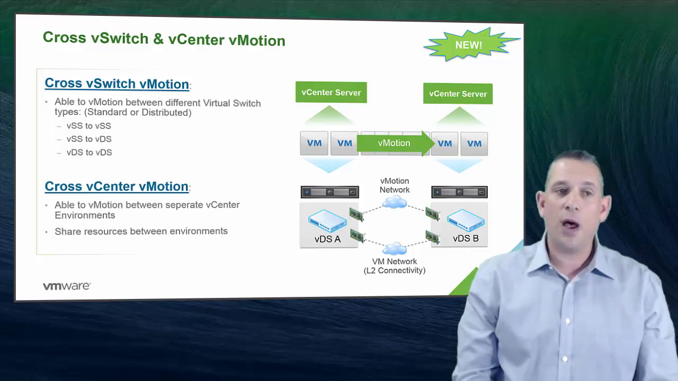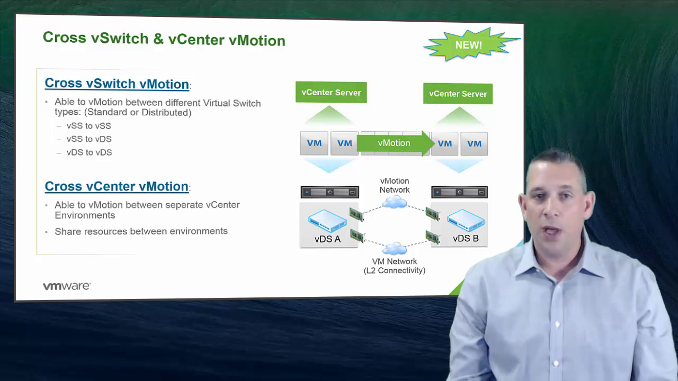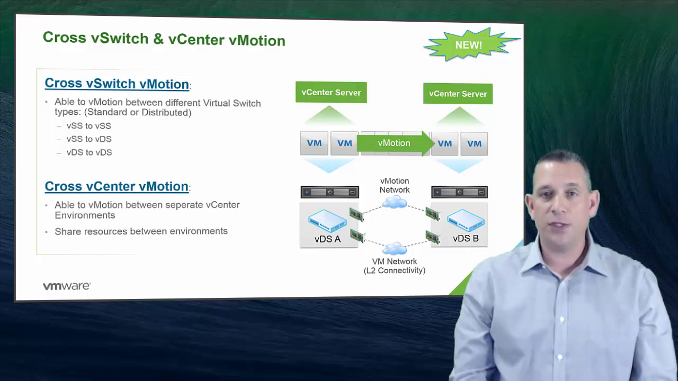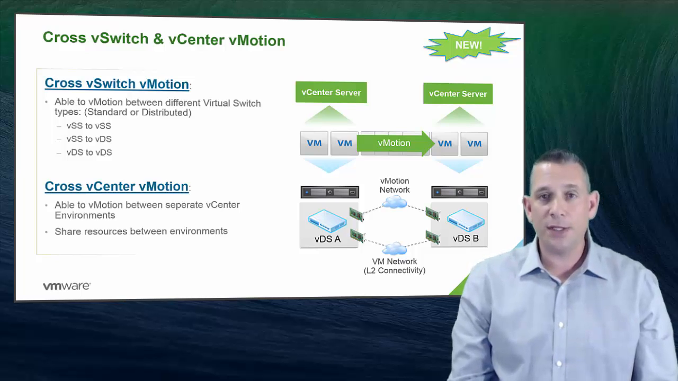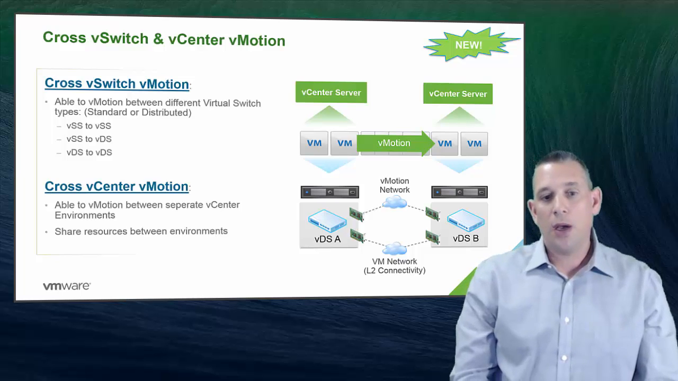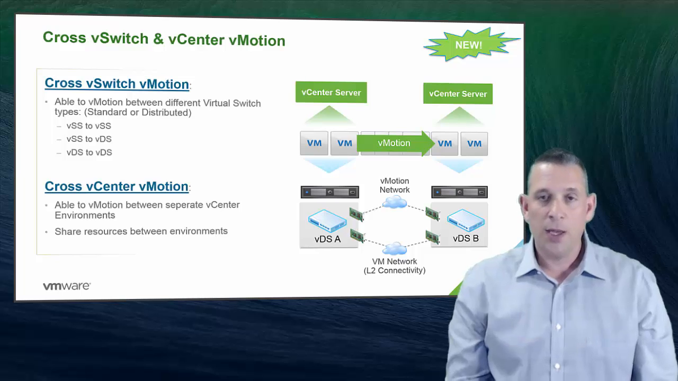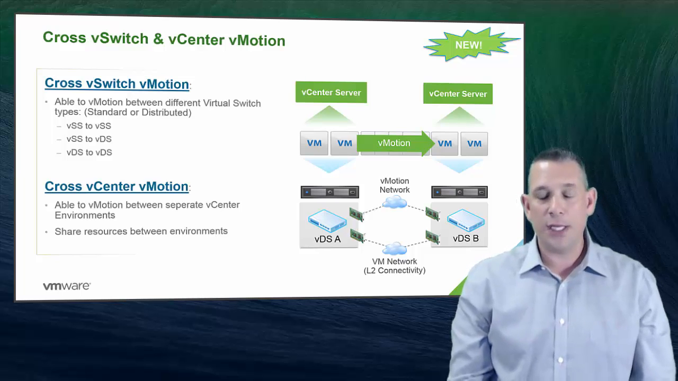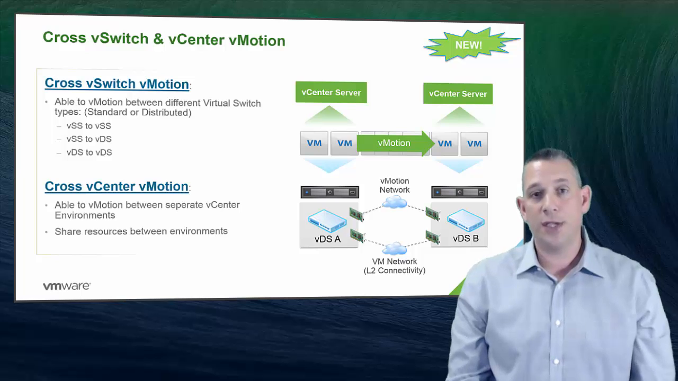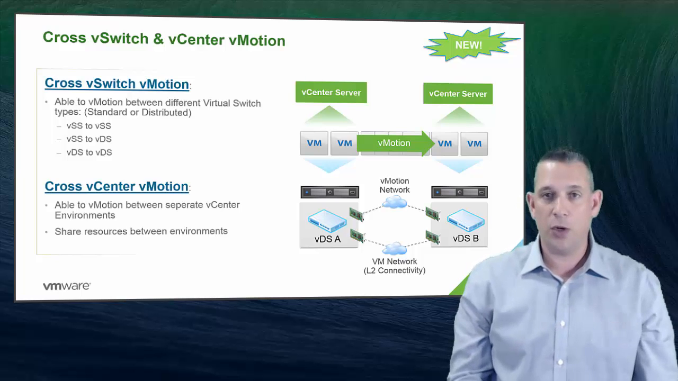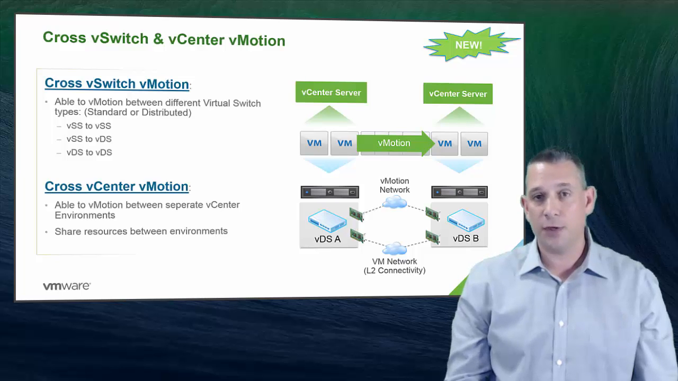First off, I'd like to talk about cross vSwitch vMotion. Previously we were unable to do a vMotion of a VM between different types of switches. There are two different types: a standard switch and a distributed switch. Before, we were not able to do that. Now, as you can see here, we can go from a standard to a standard virtual switch, from a standard to a distributed switch, and from distributed to distributed. So now we can cross vMotion between those different types of virtual switches, and that's something we couldn't do before. That's a huge leap forward.